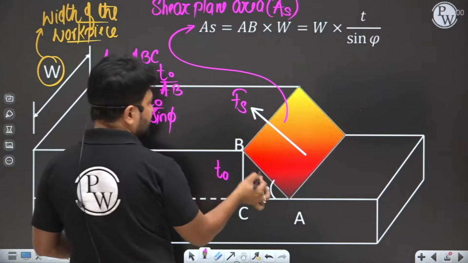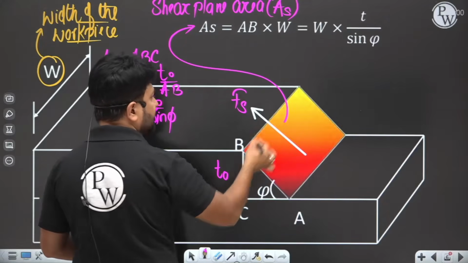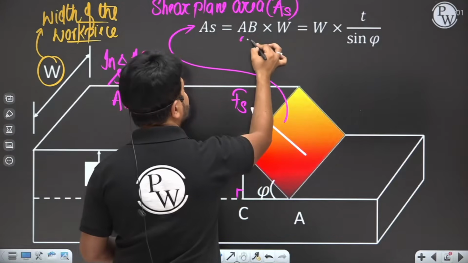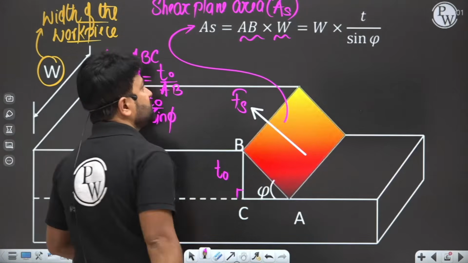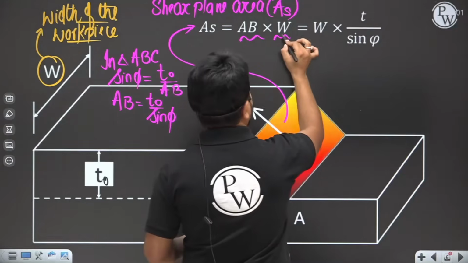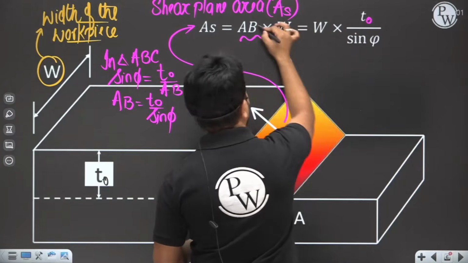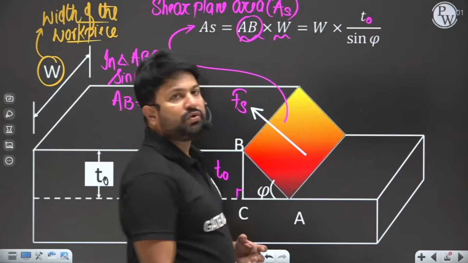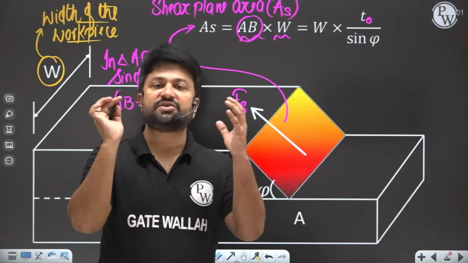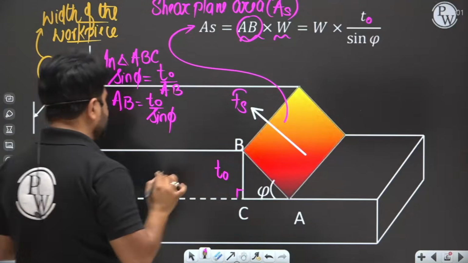So AB is the length of the shear plane, and W is the width of the shear plane. So W into T0 by sine phi is the value of AB. Now you get the value of the shear plane area.